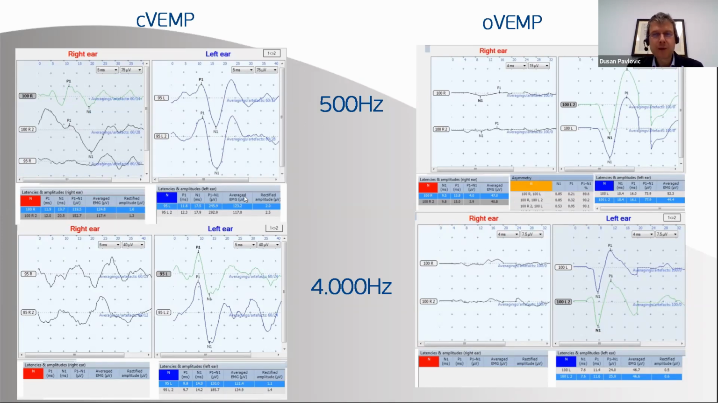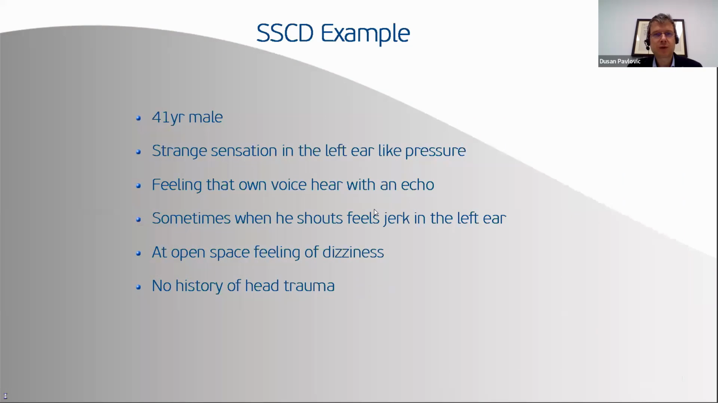And look below how it looks if we stimulate with 4 kilohertz. On the non-dehiscent ear, we don't get any response. But on the side with the dehiscence, we still have a big amplitude, big response with CVEMP and OVEMP also, which actually confirms this diagnosis.